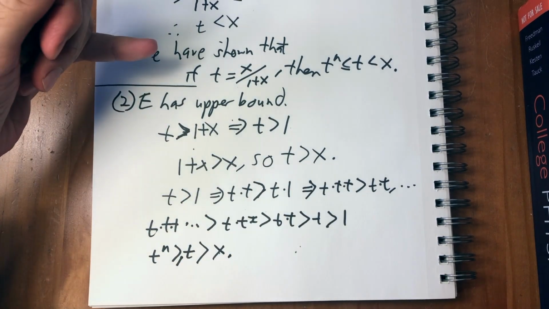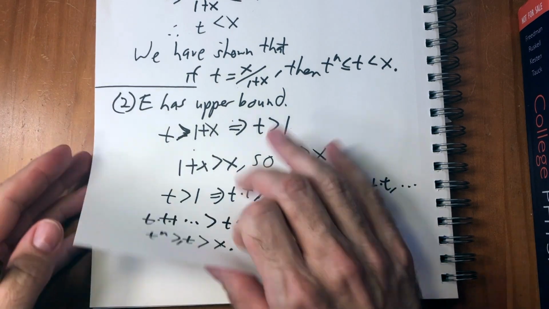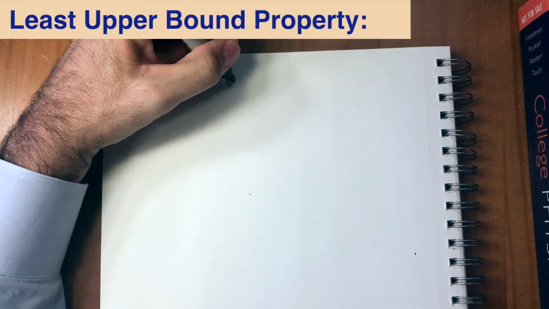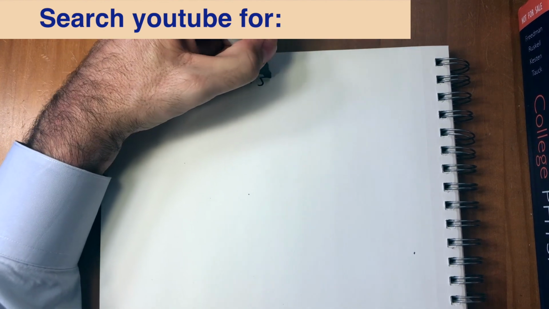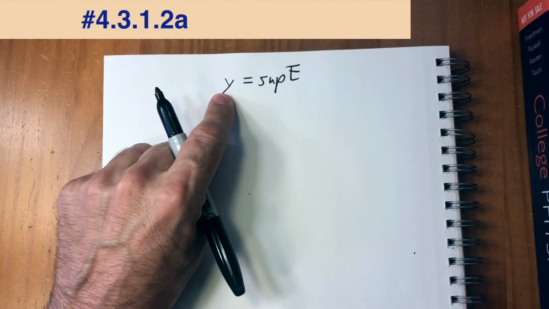Okay, so we showed that E is not empty, and we showed that E has an upper bound. Therefore, we've shown the existence of a least upper bound of E. We're talking about real numbers, which we've defined as being a field that has the least upper bound property, which means that every set that is not empty and has an upper bound has a least upper bound. So there is a supremum of E, which we'll call y.